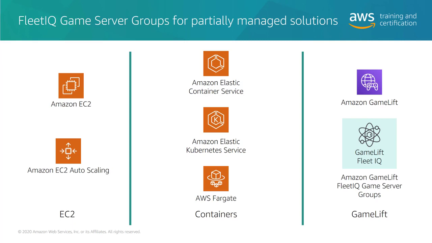Spot instances can reduce cost over on-demand instances by up to 90%. However, spot instances can be interrupted, which could interfere with gameplay. FleetIQ manages groups of instances to reduce the chances of interruption, making the pool of instances more available for games. FleetIQ Game Server Groups gives you a customizable game server hosting option with less automation and more DevOps than standard Amazon GameLift, but less DevOps than building your own hosting solution using EC2 instances.